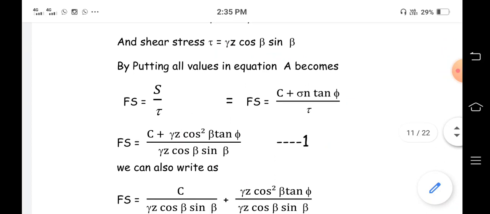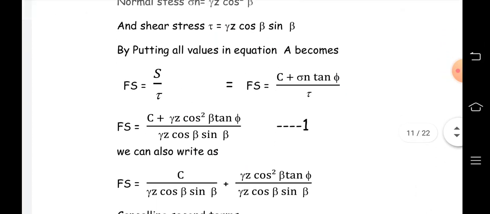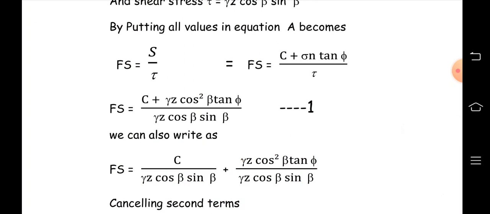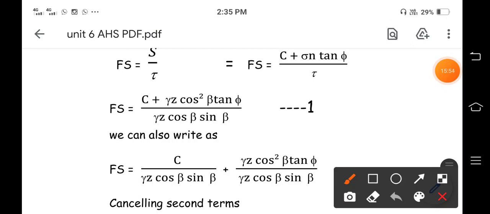Okay, so we can also write this whole term separately, in terms of cohesive soil and cohesionless soil. In terms of cohesive soil, it can be written as C upon gamma z cos of beta sin of beta, plus this term, that is gamma z cos square beta tan of phi upon gamma z cos of beta sin of beta.